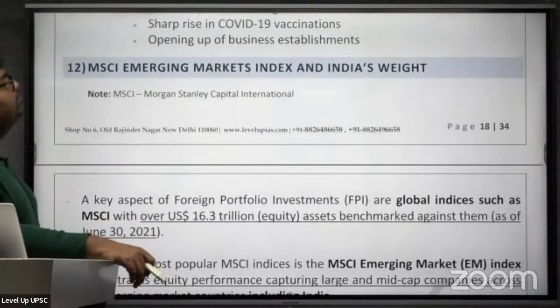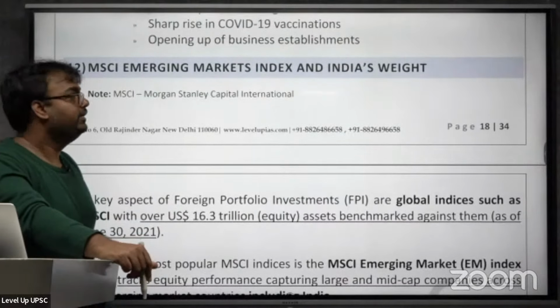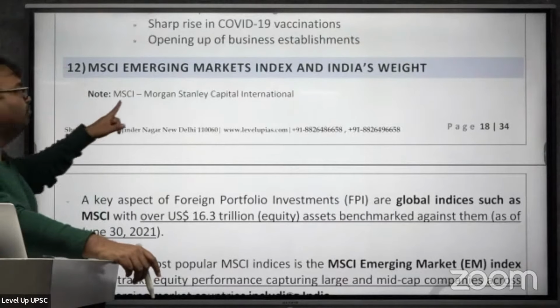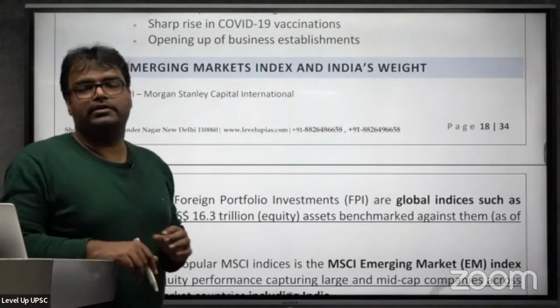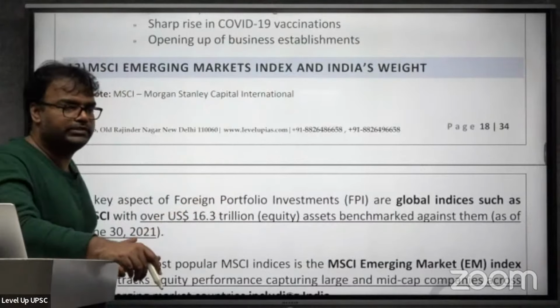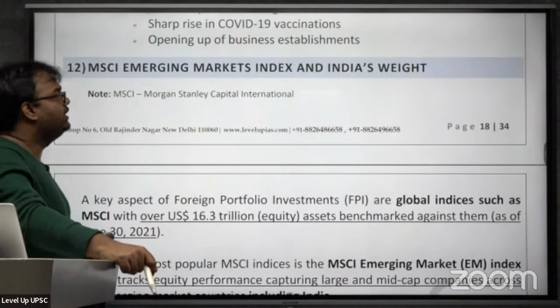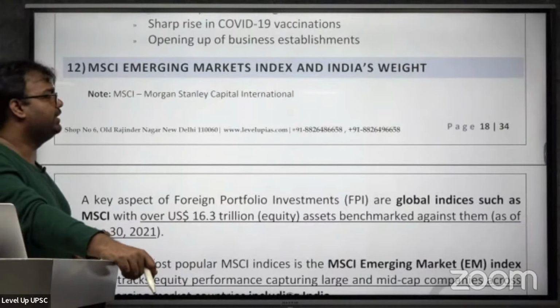MSCI Emerging Market Index and India's weight. So what is MSCI? First look at this. Morgan Stanley Capital International. So write down this full form, it's not written in your notes. Morgan Stanley Capital International.